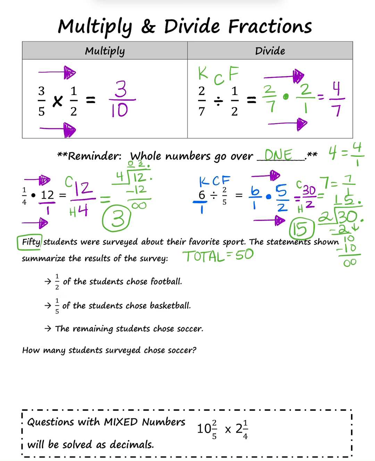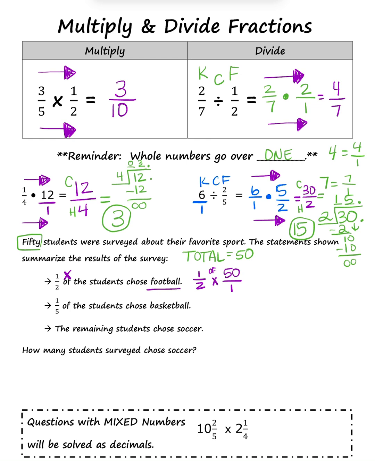So last year we learned that anytime a fraction is followed by the word of, it means to multiply. So we are going to do 1/2 of 50. 50 is a whole number, and whole numbers go over 1. So to find out how many students chose football, this is for football, I'm going to do half of, or times, my total of 50 students.